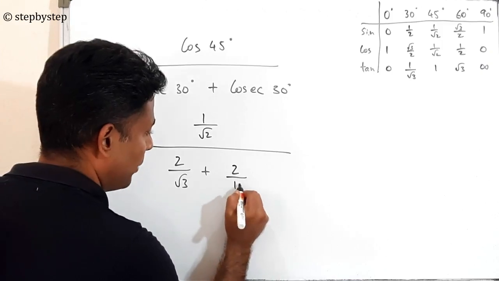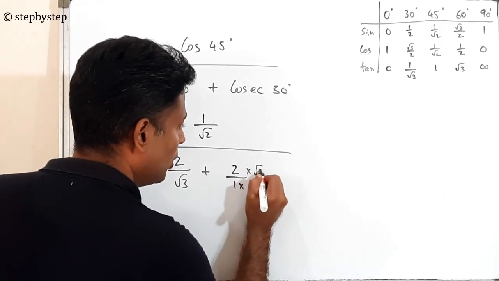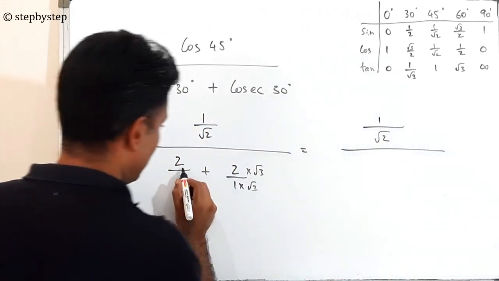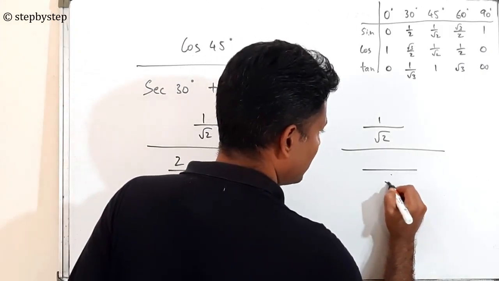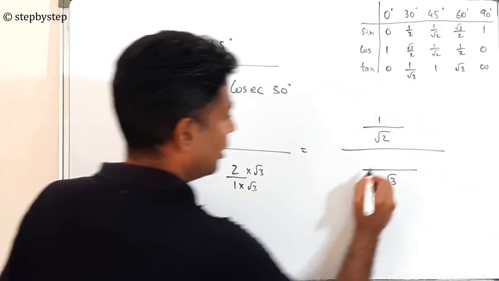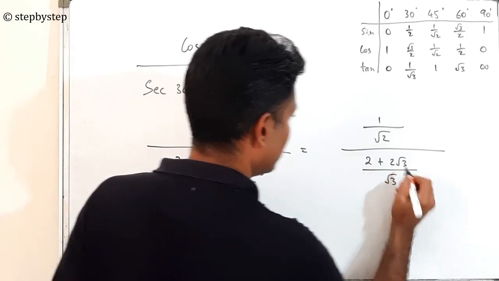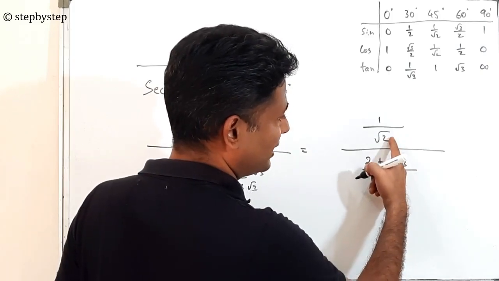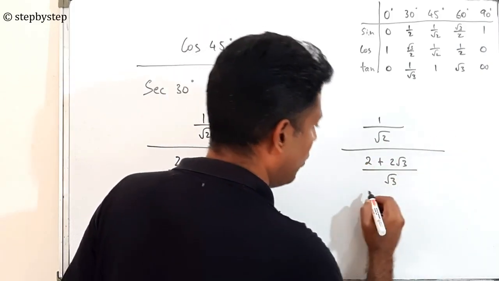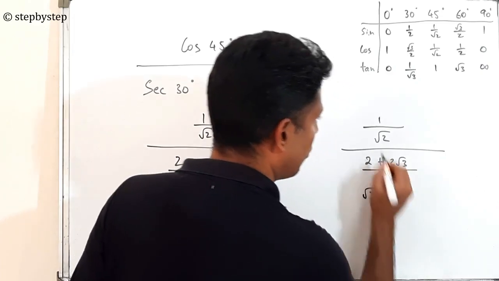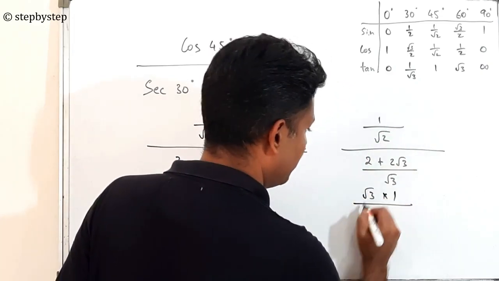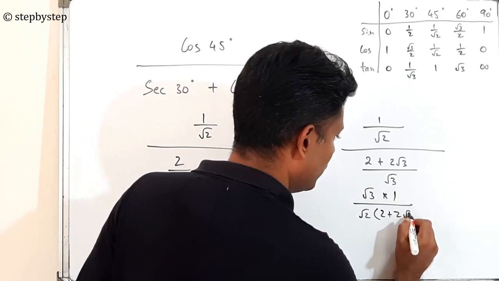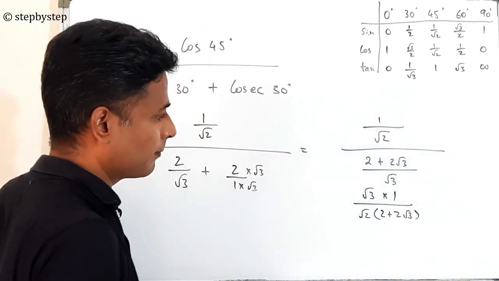Now here I have to take LCM by 1 into root 3 into root 3. So I'll get 1 by root 2 whole by, here I have taken LCM as root 3, I'll get 2 plus 2 root 3, right? Now denominator will always go up and down. So this root 2 will come down, this root 3 will go up. So it becomes root 3 into 1, which is the numerator here, and here it becomes root 2 into 2 plus 2 root 3, right?